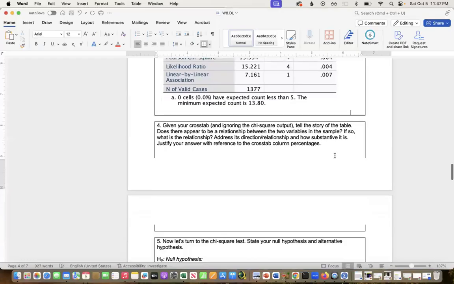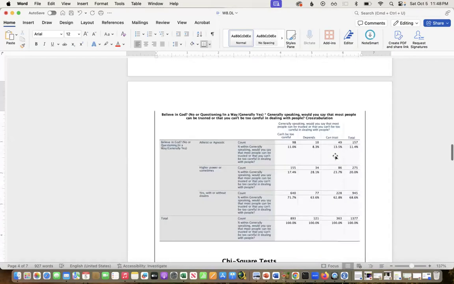Okay. Given your crosstab and ignoring the chi-square output, tell the story of the table. Does there appear to be a relationship? And if so, what is it? What's its direction of relationship? How substantive is it? And justify with reference to the column percentages.